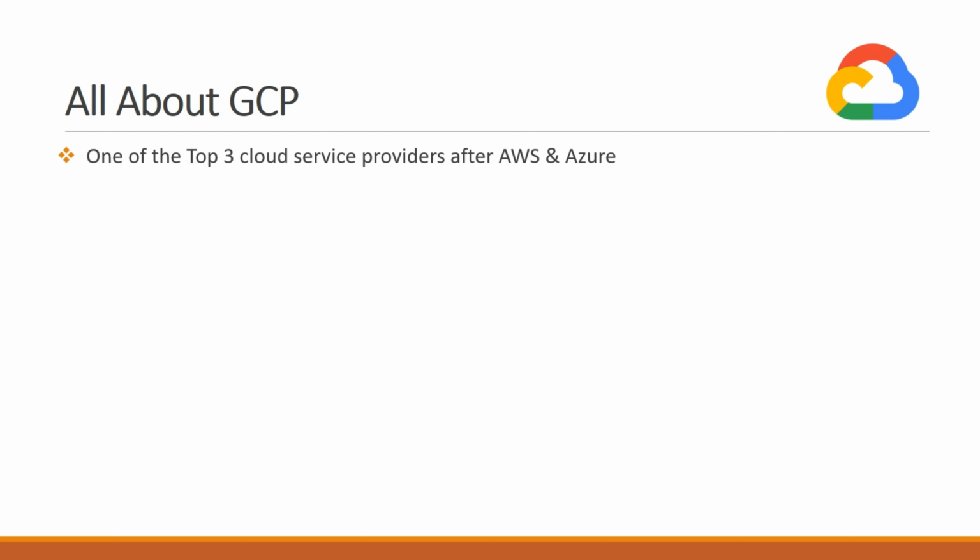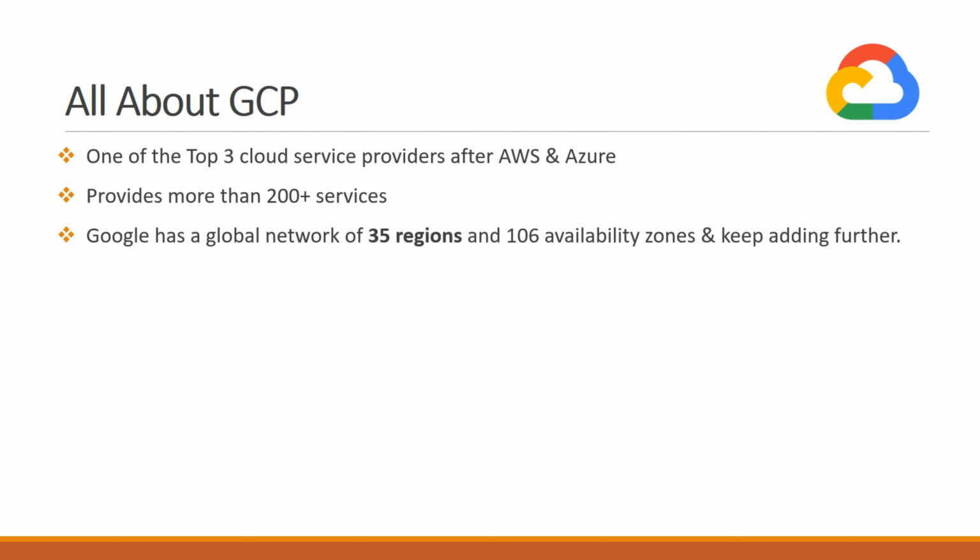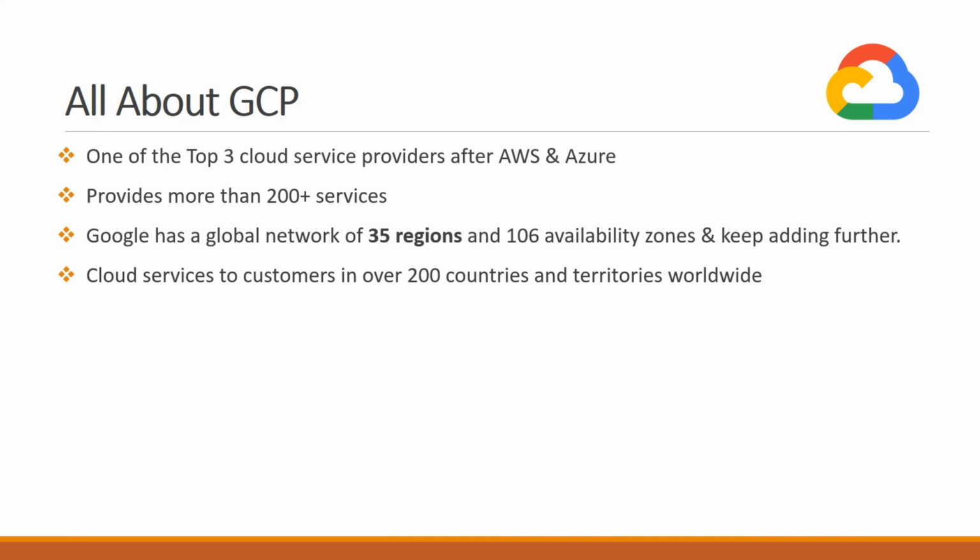Google Cloud is one of the top 3 cloud service providers after AWS and Azure. Google Cloud offers more than 200 services. Google has a global network of 35 regions and 106 availability zones, and they keep adding more. Google Cloud offers its services in more than 200 countries and territories worldwide to its customers.